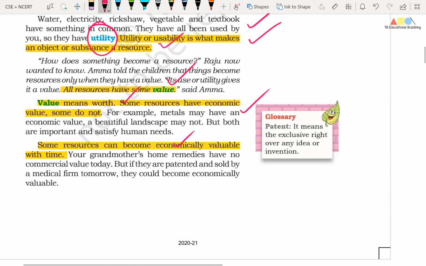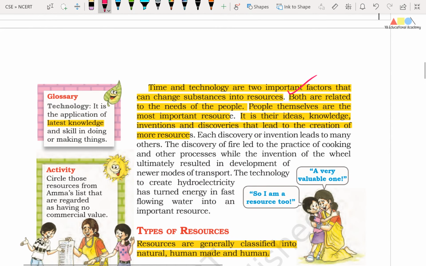Right friends, some resources can become economically valuable with time. So here an example has been given, the kitchen tips of a grandmother. In the past they did not have any economic value, we could not measure them in economic terms, but in the changing circumstances and the changing times, those resources have also become valuable economically. Right friends, time and technology are two important factors that can change substances into resources. So time and technology are the two important things.